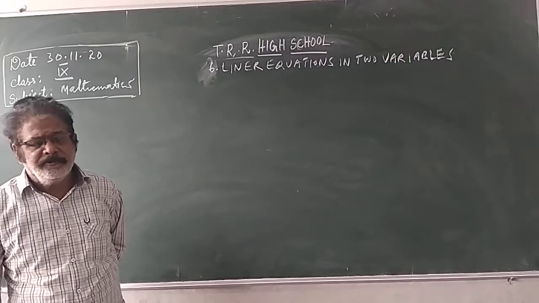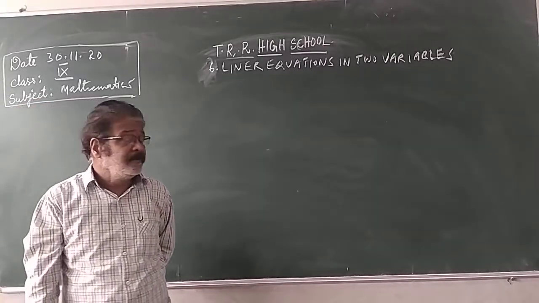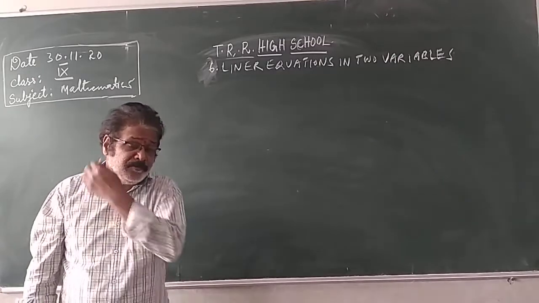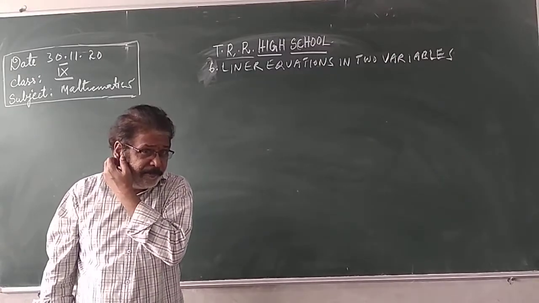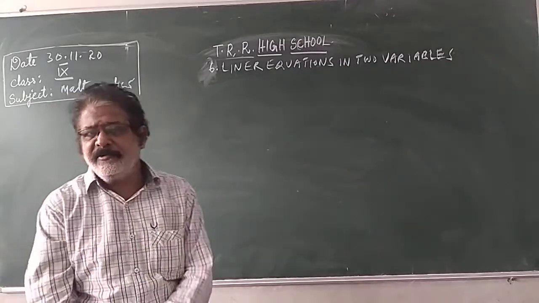Good morning. So we are doing linear equations in two variables. In the last class I explained the concept of the linear equation in two variables. The general form of a linear equation in two variables is ax plus by plus c equal to 0, where a is not equal to 0 and b is not equal to 0.